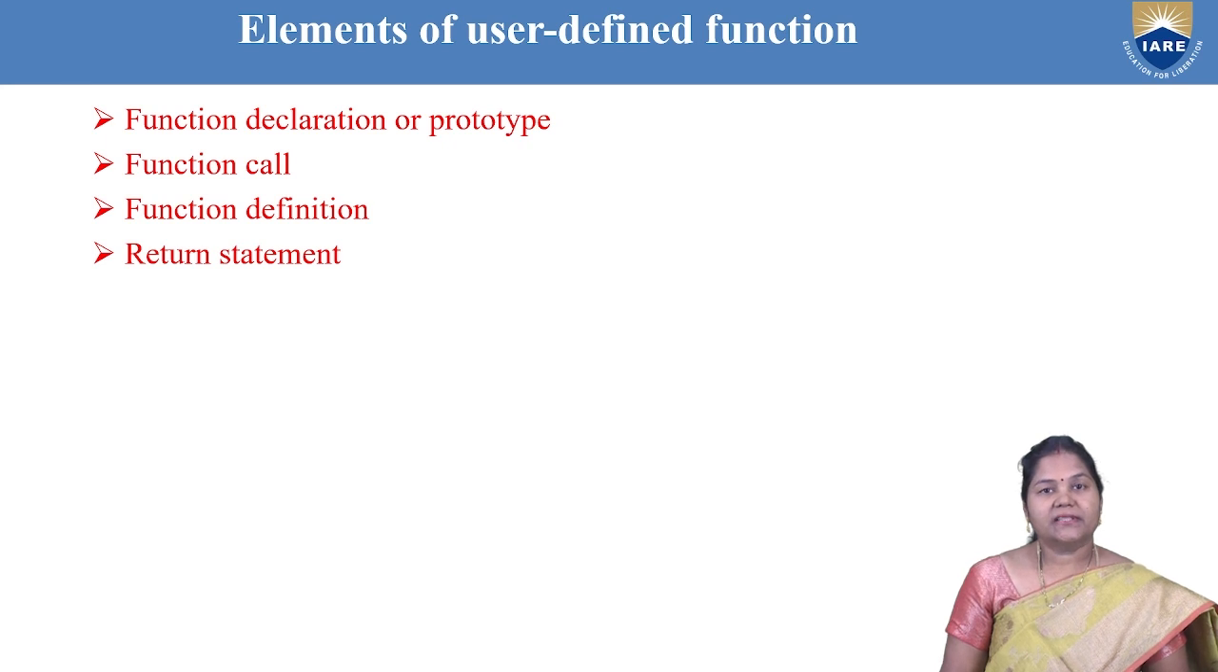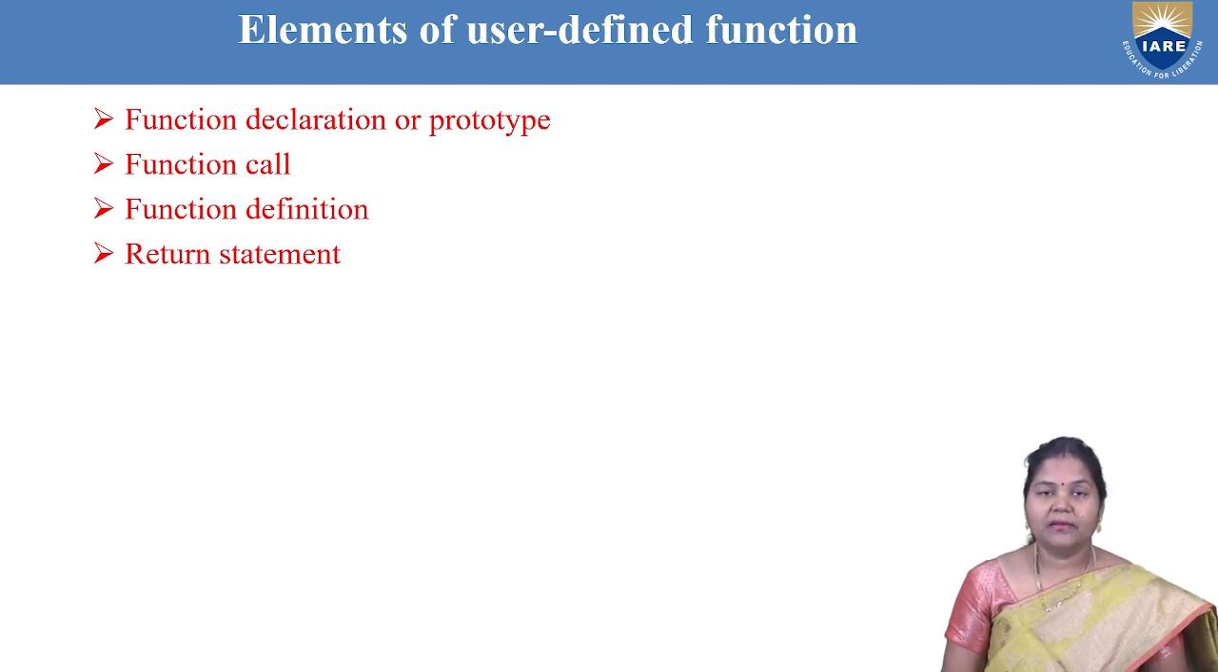Now, if you summarize it, these are called the elements of a user-defined function. First, you have to declare the function, or you can write down the function prototype. The function prototype indicates that this kind of function exists in your program. This is information to the compiler that, before going through the definition of the function or before executing the function, the function prototype tells of the presence of the function in your program.